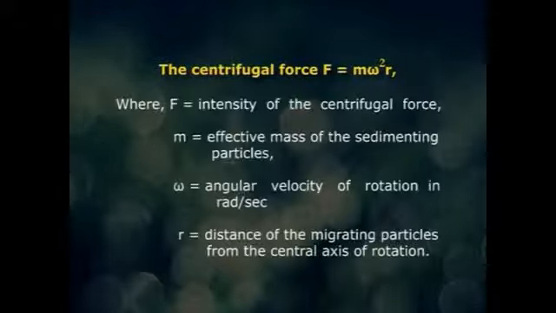Now we have the centrifugal force F is equal to m omega square into r, where F is equal to the centrifugal force, m is equal to the effective mass of the sedimenting particles, omega is equal to the angular velocity of rotation in radians per second, and r is equal to the distance of the migrating particle from the central axis of the rotation. Thus, the force on the sedimenting particles increases with the velocity of the rotation and the distance of the particle from the axis of rotation.